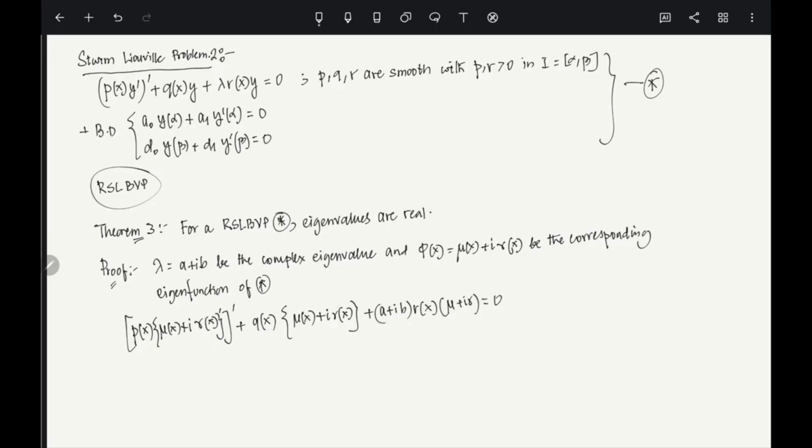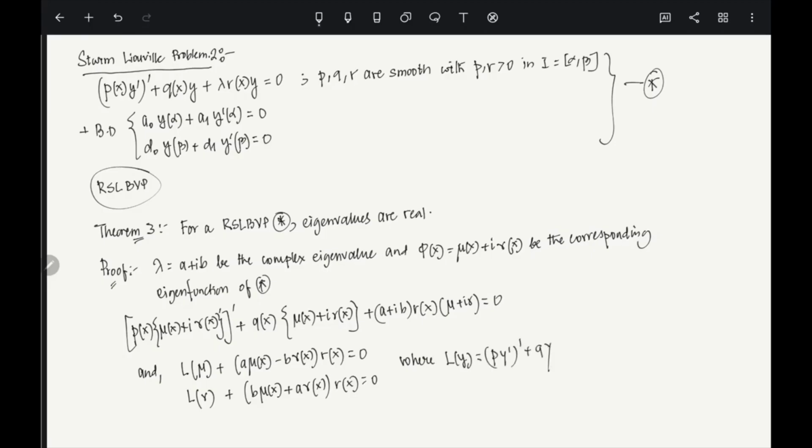Now, if you have something like this, we can break it up into real and imaginary parts. What we will have is Lμ + (aμ(x) − bγ(x))r(x) = 0 and Lγ + (bμ(x) + aγ(x))r(x) = 0. This I want you to check yourself, please do that. And what is L? As we talked about in the last video, L of y is (py')' + qy. That's your L. So these two are possible. Please check this part.